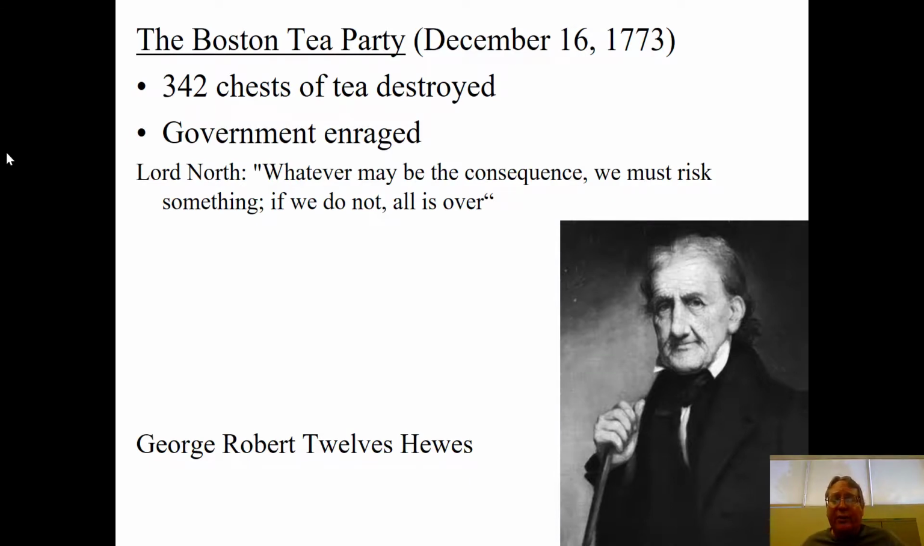So they hold a series of meetings all through November and December. And a lot of people in Boston are showing up to these meetings. Not just well-to-do people like Sam Adams, not just rich people like John Hancock that have a lot at stake here, that have been resisting British authority for a long time. Even guys like this guy, his name's George Robert Twelves Hughes. We'll hear about him in a couple more lectures.